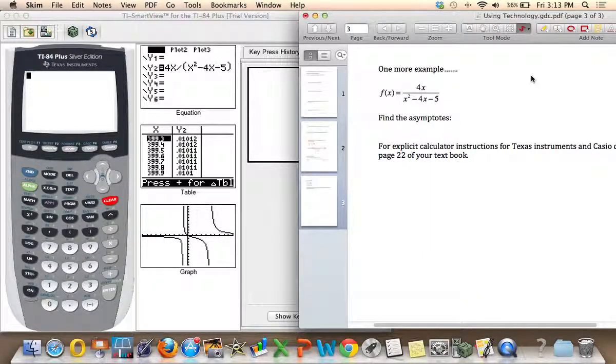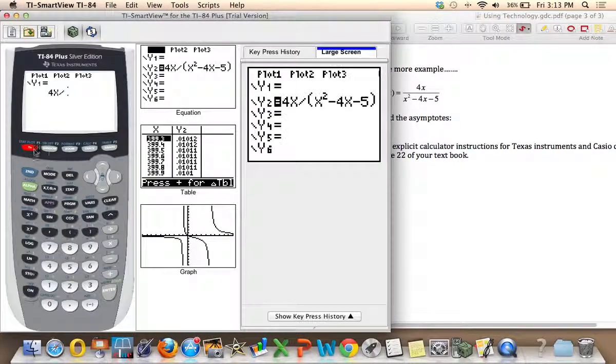Okay, one final example here. We're asked to find the asymptotes for the function f here. A good place to start is to enter this into your calculator. So you can go to your y equals button, enter in that function. Be careful with brackets. I would suggest putting brackets around your entire denominator because I want all of this quadratic to be the denominator.